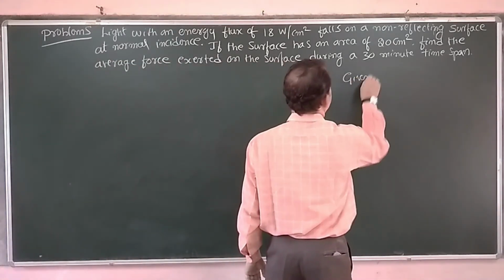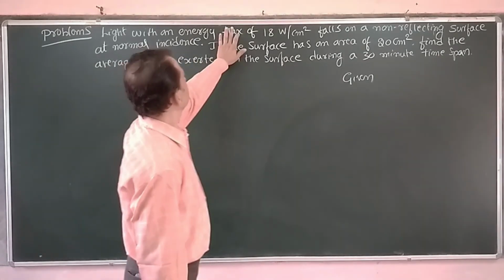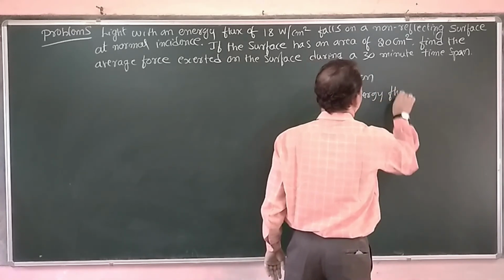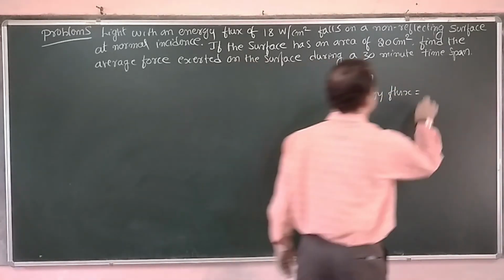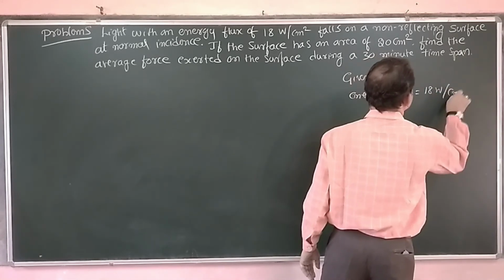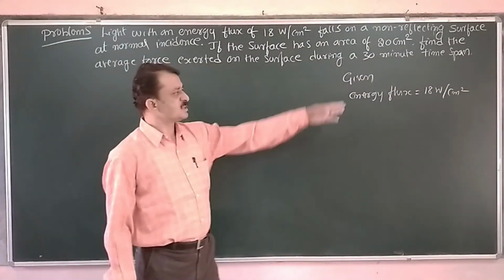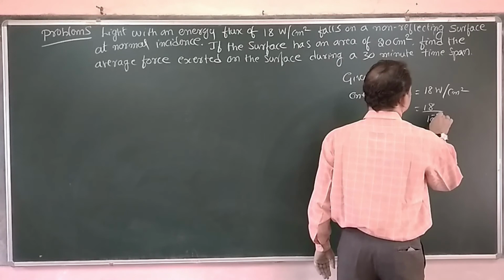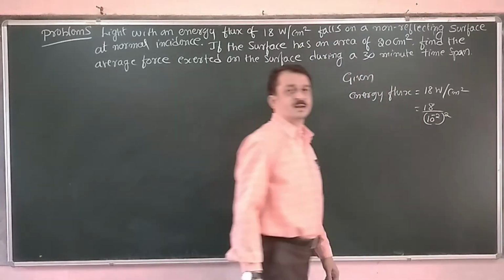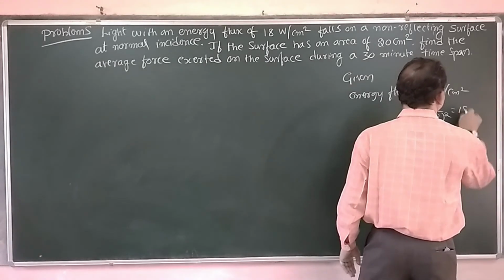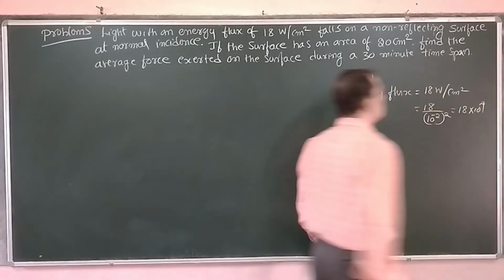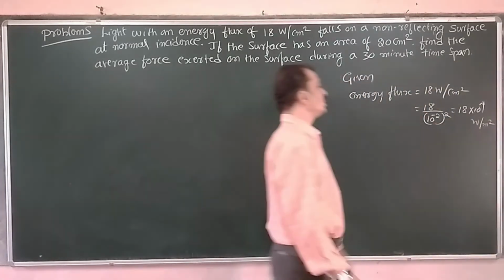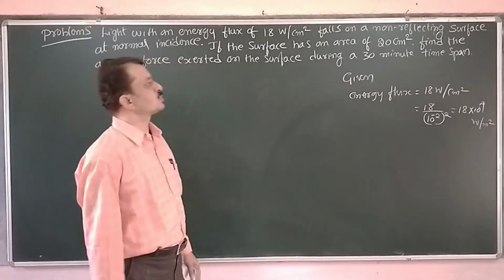Now, what are the given things here? The energy flux, that is the light flux, is given as 18 watt per centimeter square. Since it is given per centimeter square, we convert it into meter square, therefore it is 10 raised to minus 2 whole square. Therefore it becomes 18 into 10 to the power of plus 4 watt per meter square.